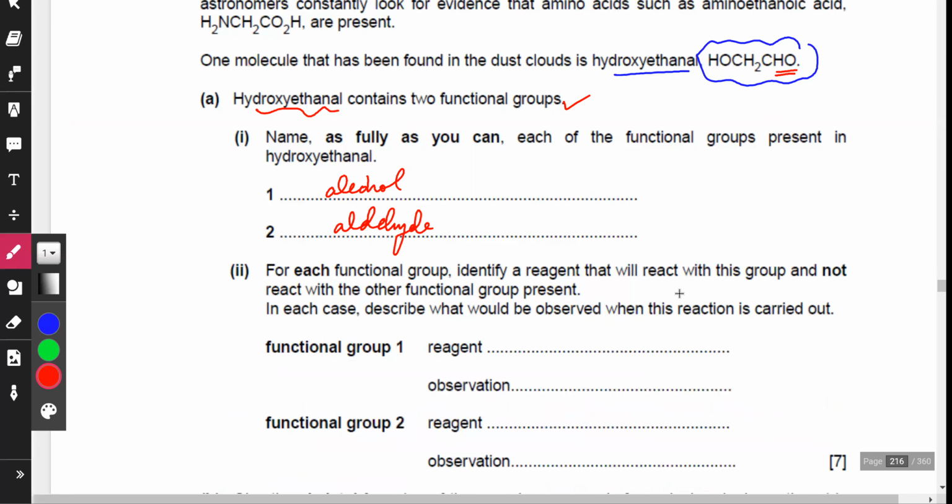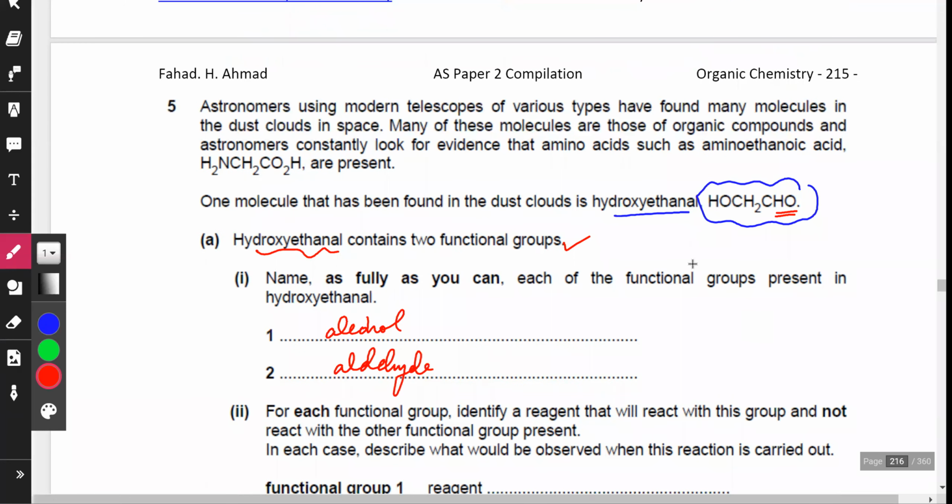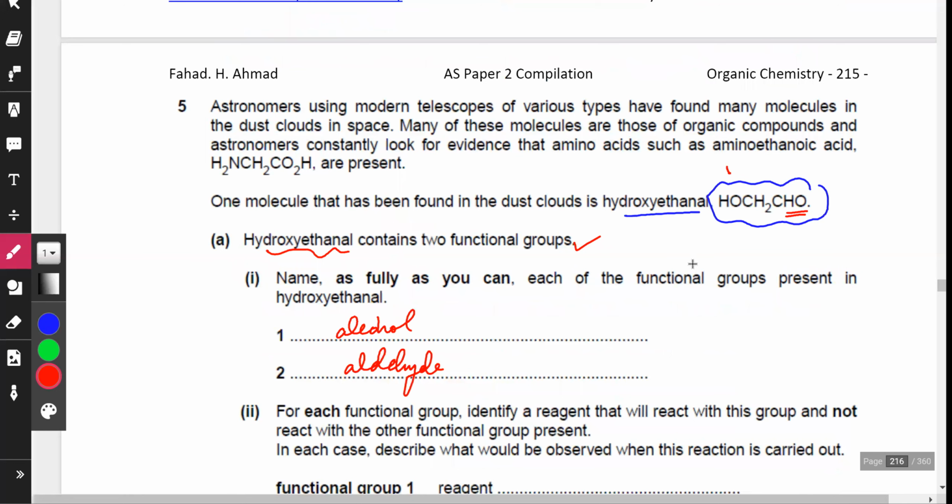Anyways, now he's saying that in part 2, for each functional group identify a reagent that will react with this group and not react with the other functional group. In each case, describe what would be observed when this reaction is carried out. So basically he is saying think of a reagent that reacts with the alcohol and not with the other, and then for the other also think of a reagent that would react with the aldehyde and not with the alcohol. Let's do this one first: a reagent that reacts with the alcohol and not with the aldehyde. So what could be that reagent?